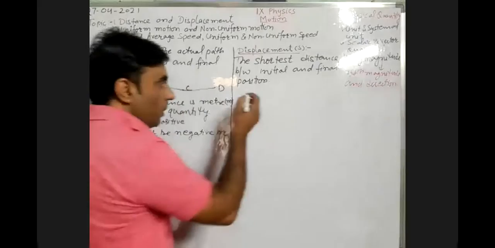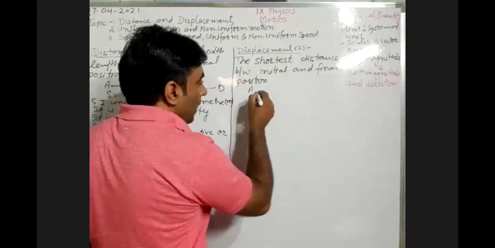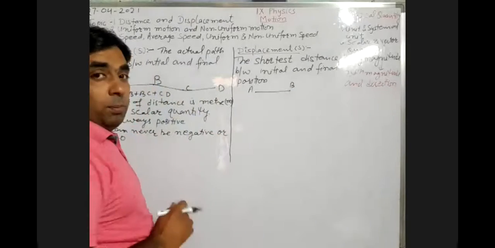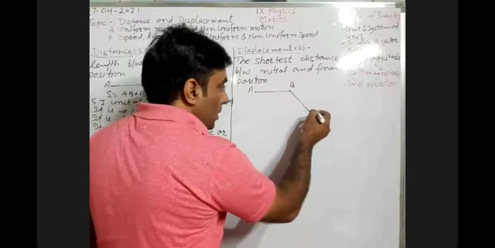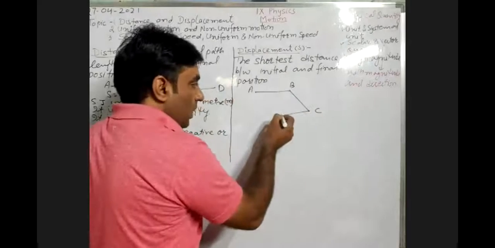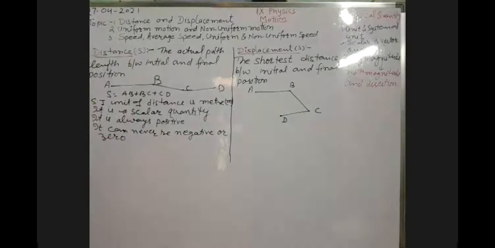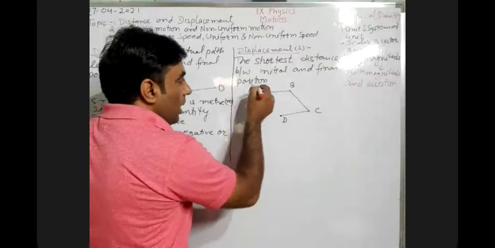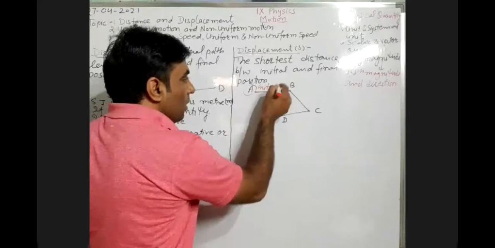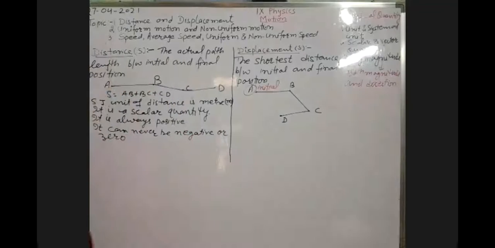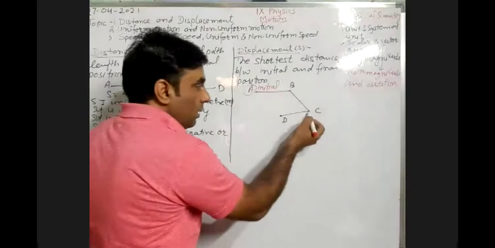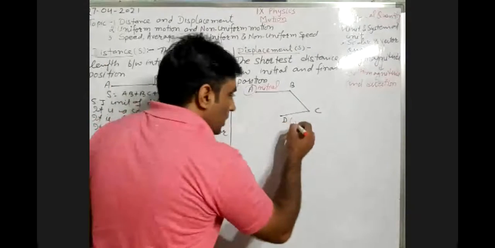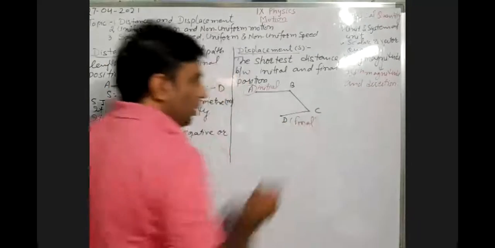Let's take an example. Let an object be at point A, and after some time it covers some distance and reaches point B, then it travels some distance and reaches point C, and after some time it is at point D. So what is the initial position? A is the initial position. So initially the object is at point A. After some time it is at point B, then at point C, and finally it is at point D. So this is the final position of the object. D is the final position.